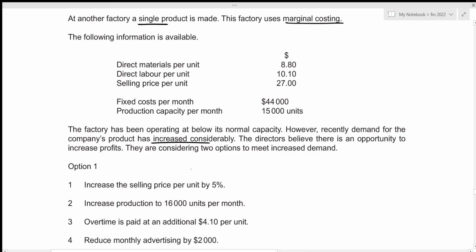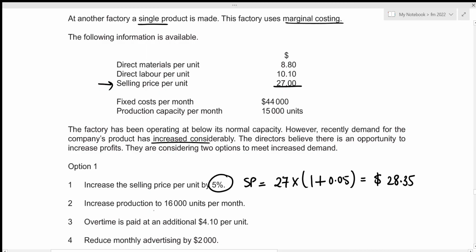We need to increase the selling price per unit by 5%. So let's increase it. We can see that the previous selling price per unit was 27 and now we are increasing it. So that's 27 times 1, and since we are increasing, we need to add 0.05, which gives the new selling price per unit to have the value of 27 times 1 plus 0.05, which results in 28.35.